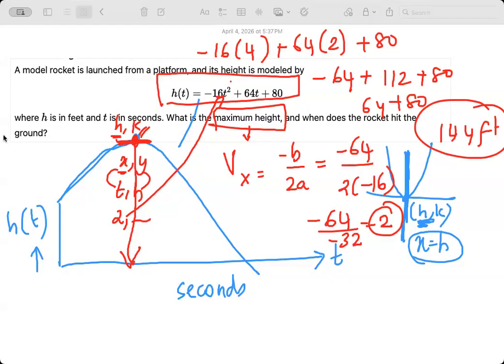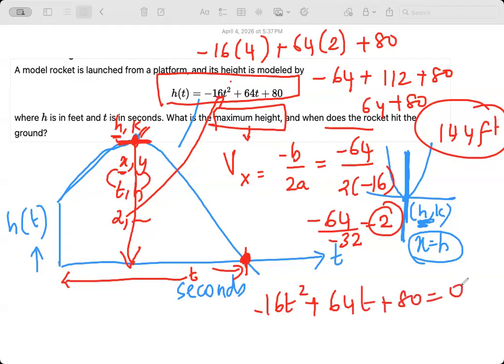And they're also asking something else. Did you see? When does the rocket hit the ground? So what are they asking? When the rocket hits the ground, what happens to the x and the y? When the rocket is hitting the ground here, what happens to the x we don't know. The t value we don't know. What happens to the height? 0. It becomes 0. Minus 16 t square plus 64 t plus 80 will become 0.